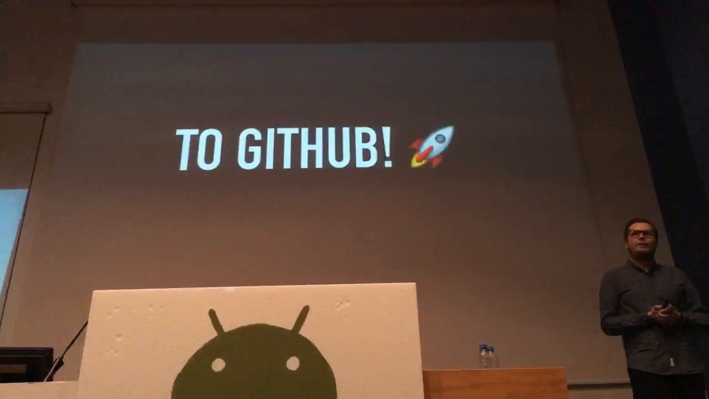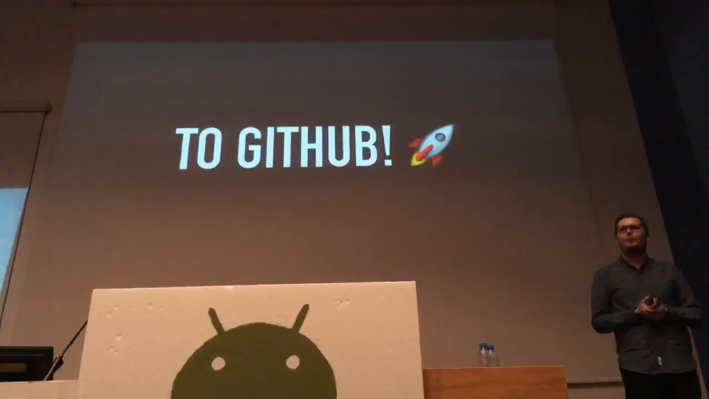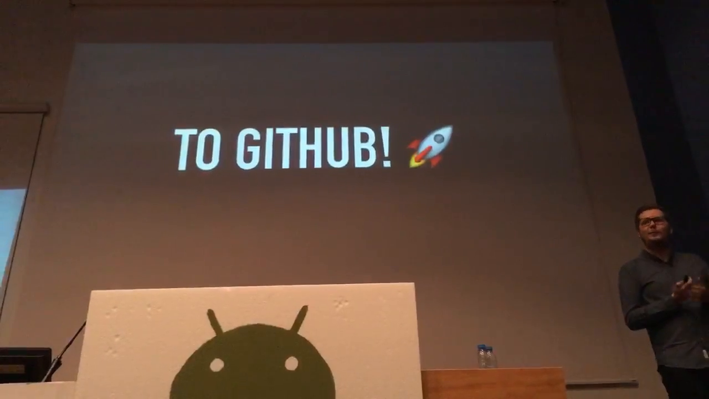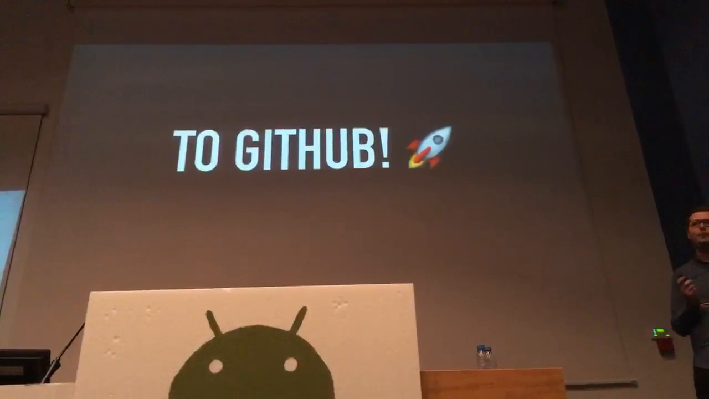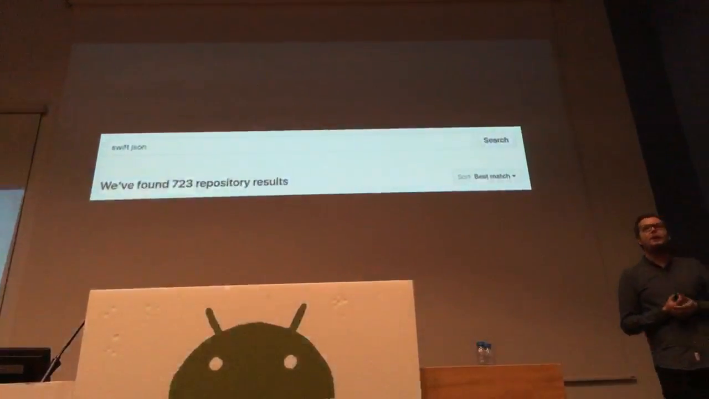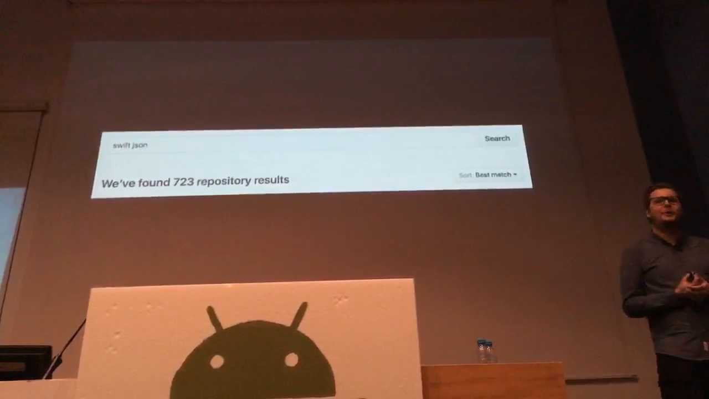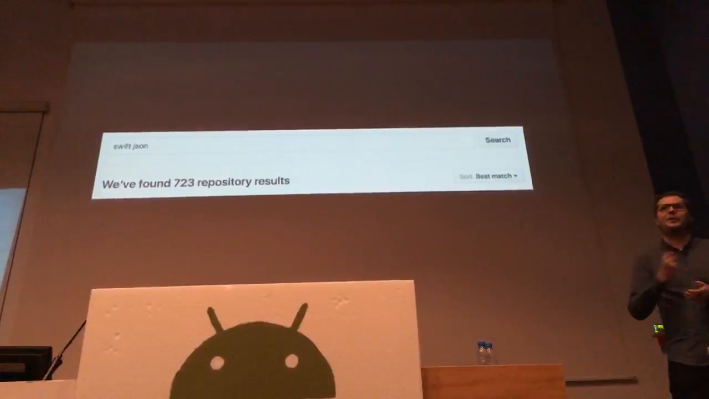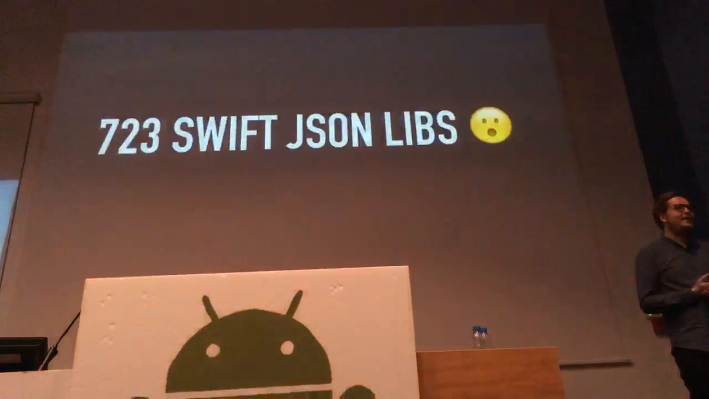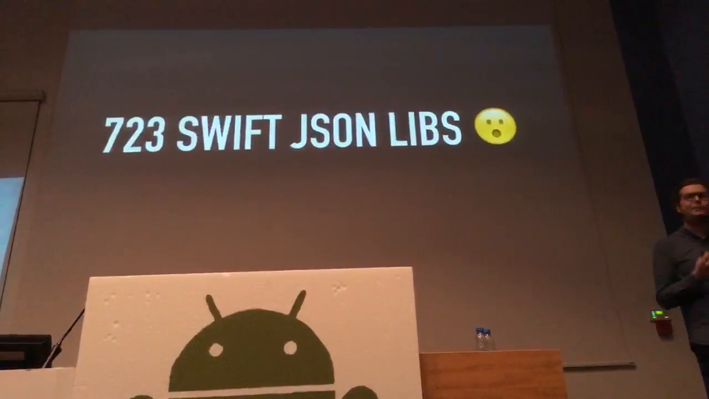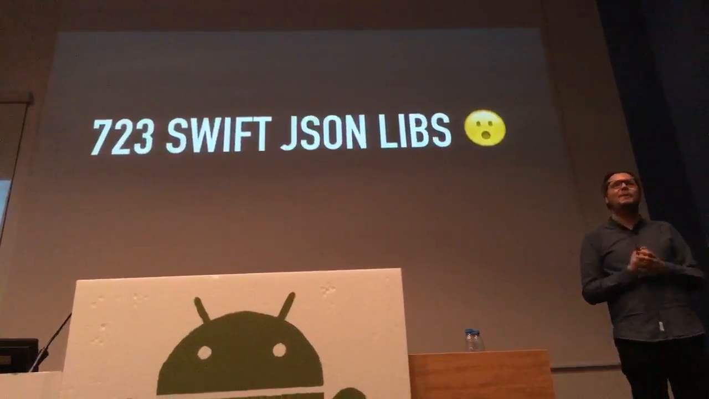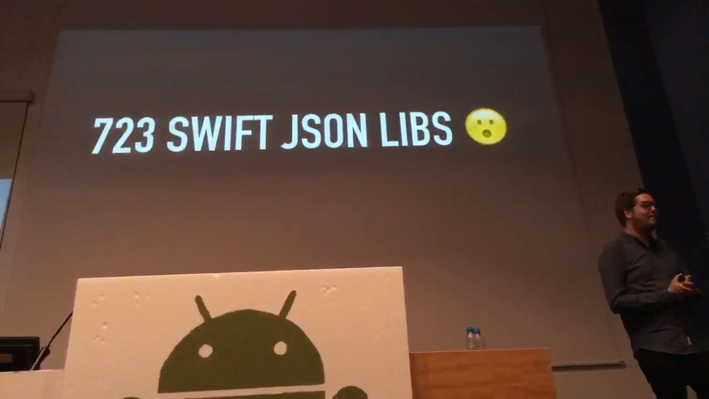Now, it turns out that there were quite a lot of people who had the same problems I had. And there were quite a lot of people who have attempted to solve it. In fact, if you do a search currently on GitHub, you will find 723 repository results for Swift JSON. Now that is pretty crazy. That means that there are currently 723 Swift JSON libraries out there. So clearly this is a problem that a lot of people are facing.